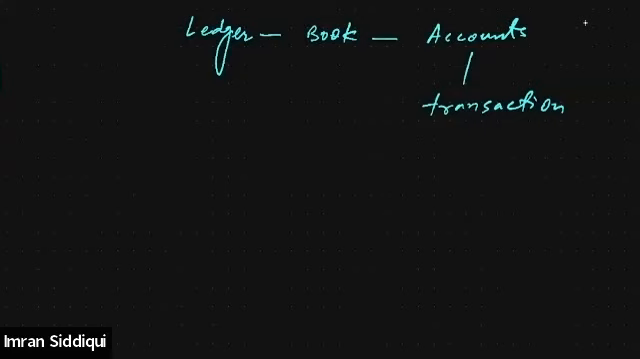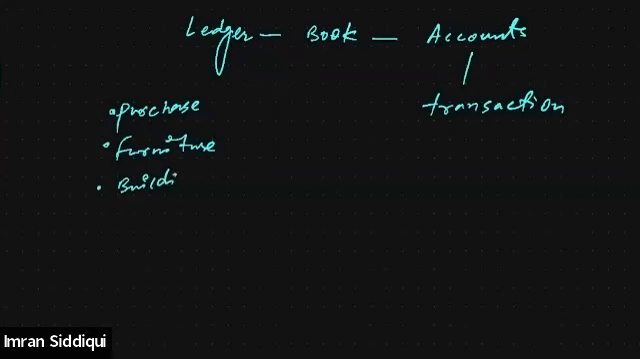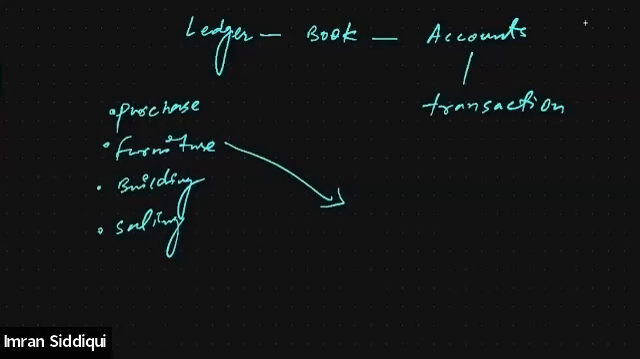Like for example, we conducted various transactions relating to purchases. We have bought furniture. We might be selling or buying buildings during the accounting year. We must be selling goods. So what do we do in case of journal entry? In case of journal, we record all these transactions at one place only, one book, one place, which is called journal.